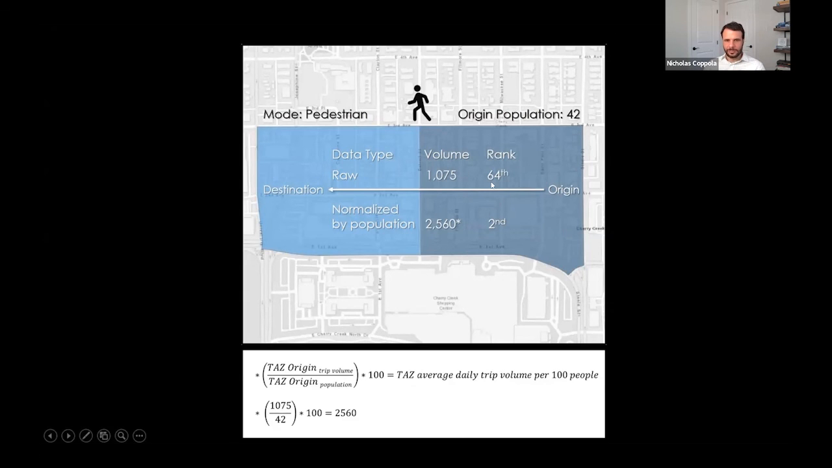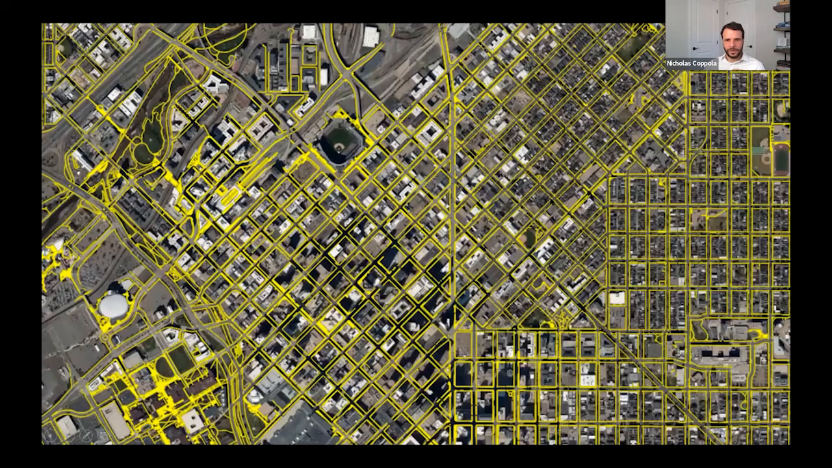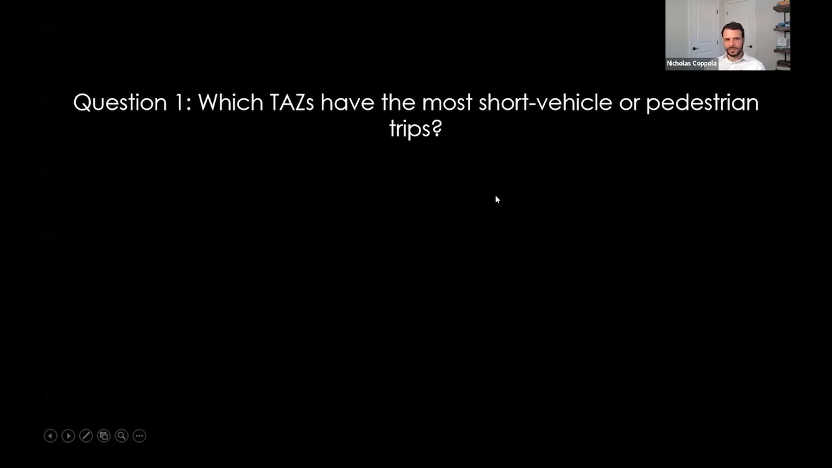And here's a great example of one TAZ that went from 64th to being ranked second in the city based on the number of trips that were taking place. And our focus was on the origin TAZ, because if you can't even start your trip, then what's the purpose? That's where the main problem is going to be that we wanted to focus on. We used the sidewalk polygon data from Denver Regional Council of Governments through the city. And we came up with a data-driven prioritization.